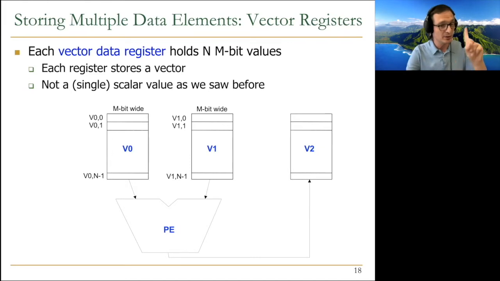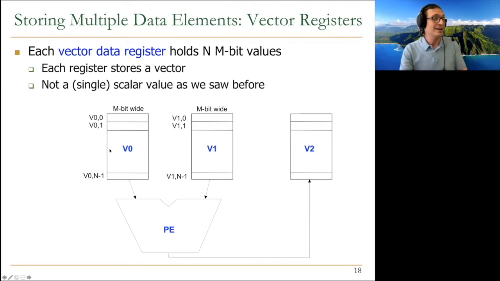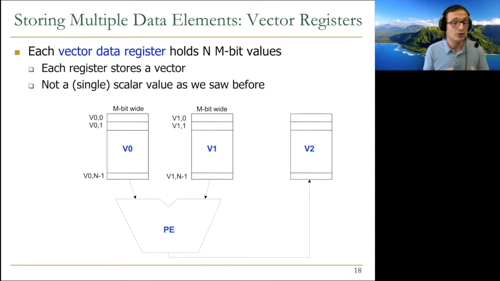Instead of having one 32-bit value, we're going to be able to store n 32-bit values if m happens to be 32. So n could be 64, for example. We're going to see an example where n could be 64. In hardware, you have 64 elements that could be stored in a single vector register, right?